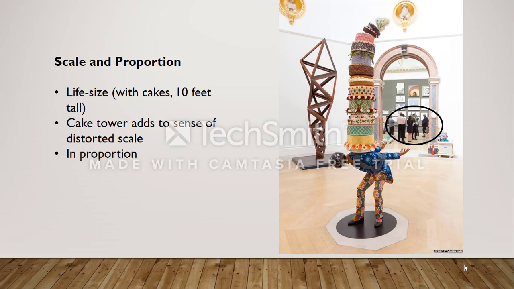Lastly, we can discuss the sculpture's use of scale and proportion. Looking at the sculpture in a museum along with other sculptures and people, we can get a better sense of its scale. The mannequin itself is life-size compared to an average adult. However, with the addition of the tower of cakes, the scale appears large and imposing. All of the features of the mannequin and cakes are in relative proportion to one another.